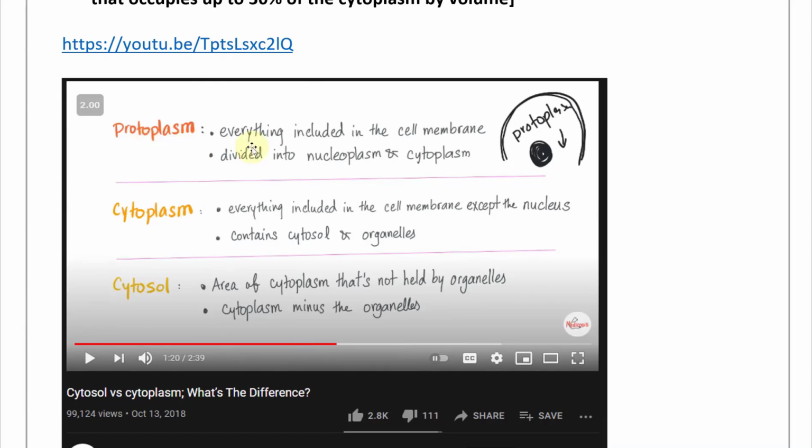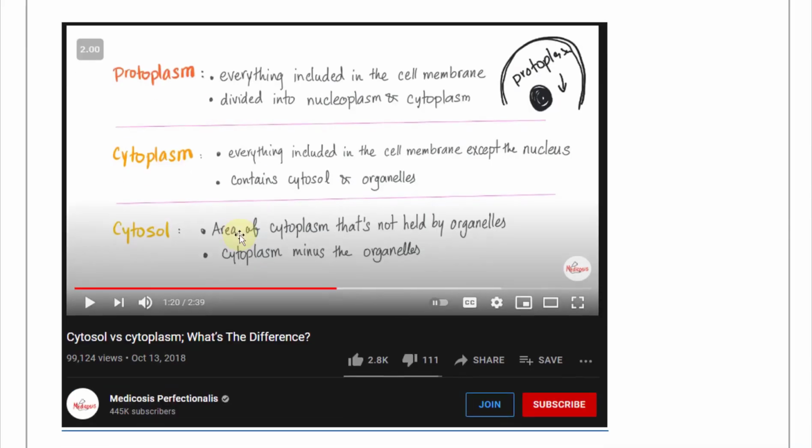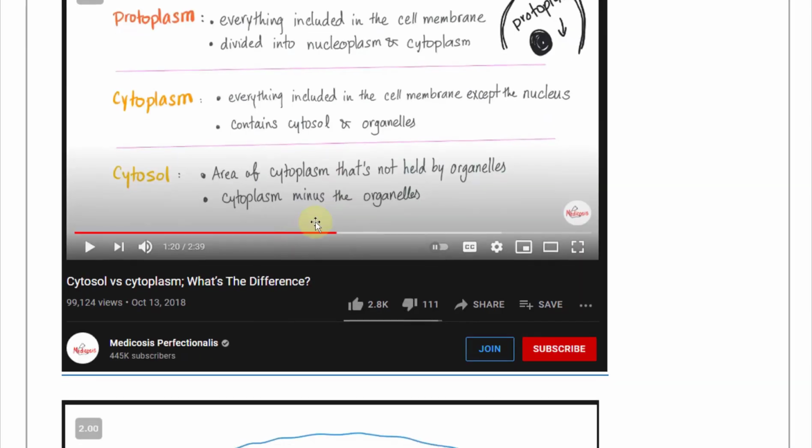So the protoplasm is everything included in the cell membrane, and then it's divided into the nucleoplasm and cytoplasm. Yeah, so if you have a cell like this, the protoplasm is everything. Then you have a nucleoplasm, which is inside the nucleus, and then the cytoplasm outside. So cytoplasm is everything included in the cell membrane except the nucleus, and it contains cytosol and organelles. So basically, cytosol is the area of cytoplasm that's not held by organelles, so cytoplasm minus organelles.